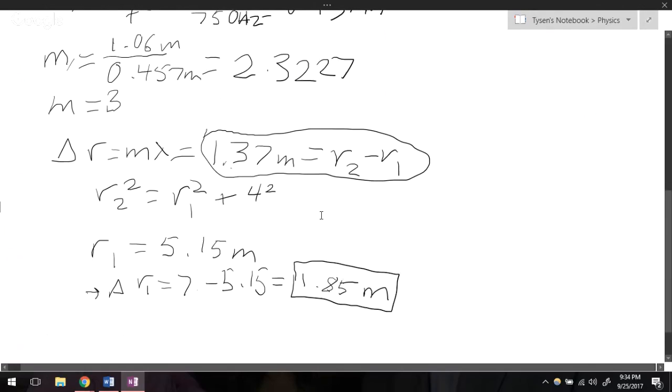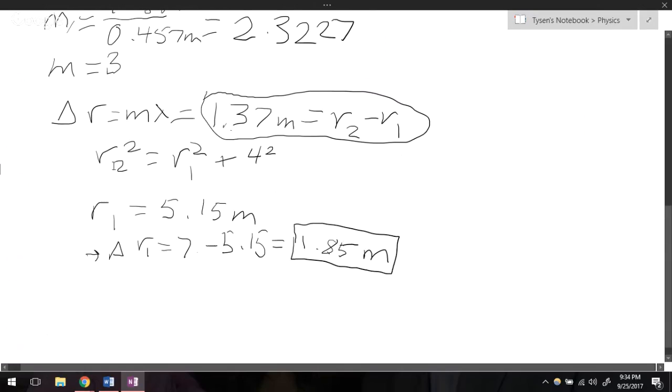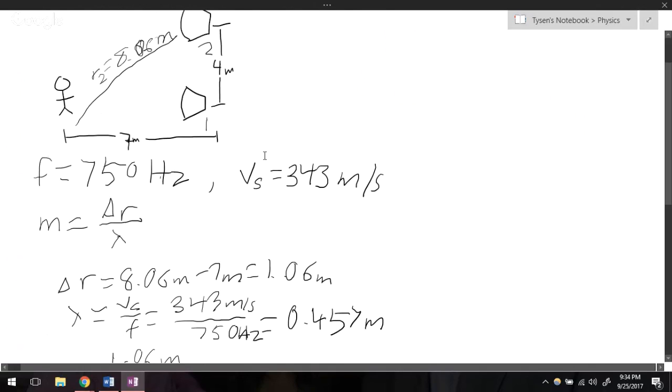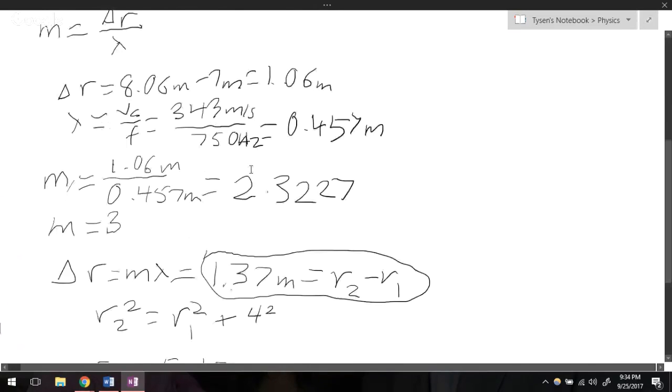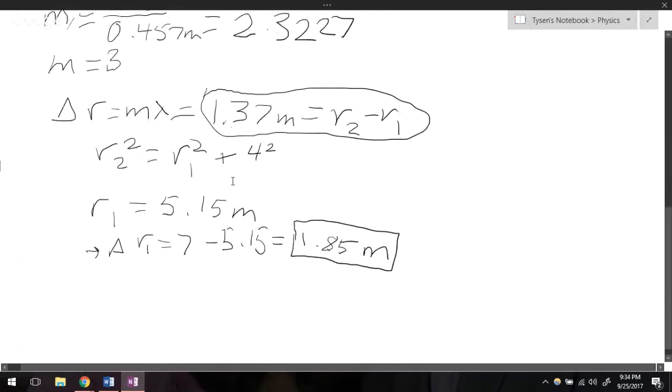The second equation is just simply the Pythagorean theorem. Our hypotenuse R2 squared equals R1 squared plus the other side, which is 4 squared, given from the distance right here. So when you solve for these 2 equations, it's a long algebraic process. You can also plug it into Mathematica. And when you solve for R1, you're given 5.15 meters.